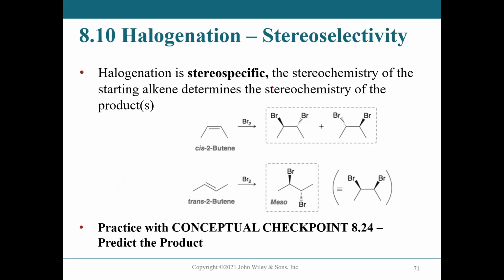Halogenation is stereospecific. The stereochemistry of the starting alkene determines the stereochemistry of the products. So if we start with cis, we're going to get these two products. If we start with the trans 2-butene, we're going to get just the meso product right here. And just a small little bit of this is what this means.